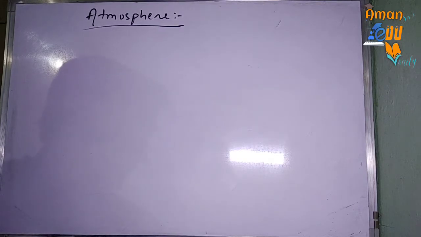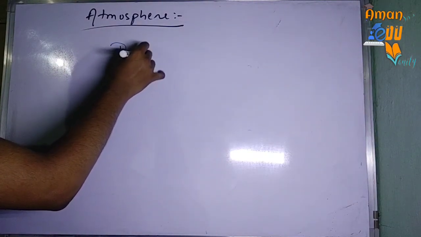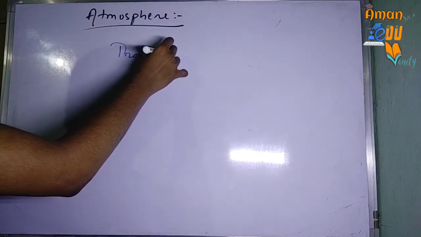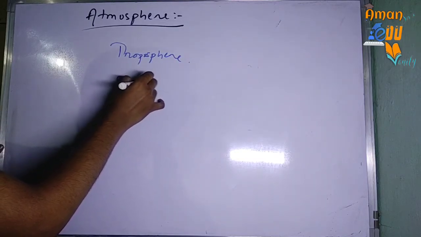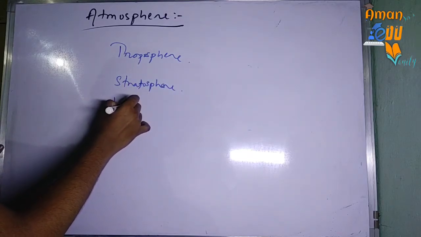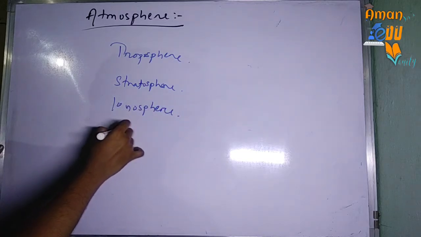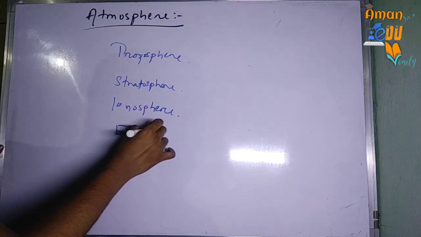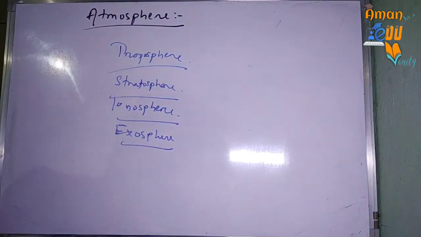Now let us see the layers of atmosphere. It is in 4 layers. First one is troposphere. Second one is stratosphere. Third one is ionosphere, and fourth one is the exosphere. Okay, these are the 4 different layers of atmosphere.